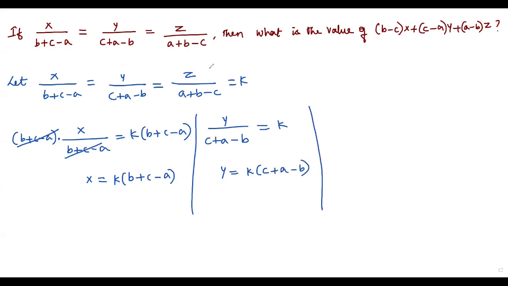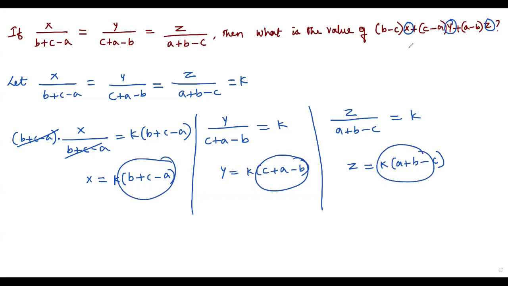And now we can equate the third one to k and solve for z. Then I'm getting z over (a + b − c) equals k. Now to solve for z, we have to get rid of the denominator here. For that, we have to multiply both sides by a + b − c. Then I am getting z equals k times (a + b − c). Okay, here I have solved for x, y, and z. Now what I have to do is, in this expression, plug in for x, y, and z the stuff I got over here, and then evaluate the value of this expression.